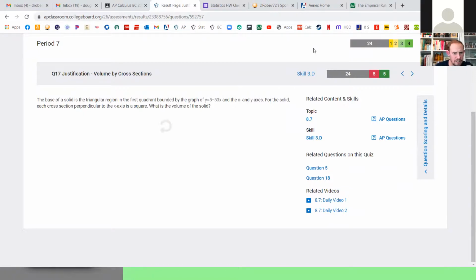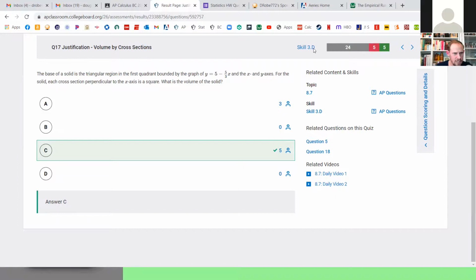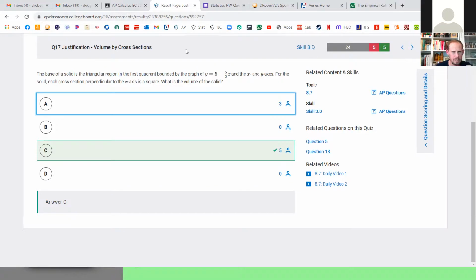So the base of a solid is a triangular region in the first quadrant bounded by the graph of y equals 5 minus 5/3 x, the y-axis, the x-axis. For the solid, each cross section perpendicular to the x-axis is a square. What is the volume of the solid? All right, that's not so bad.